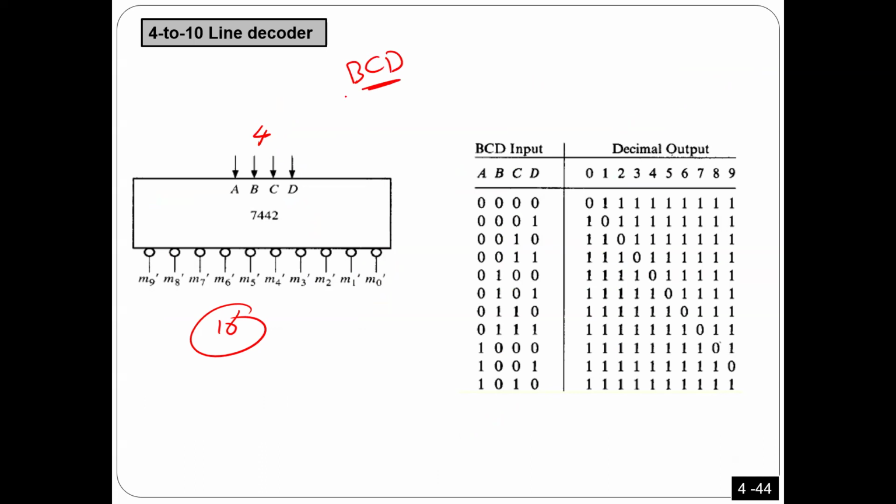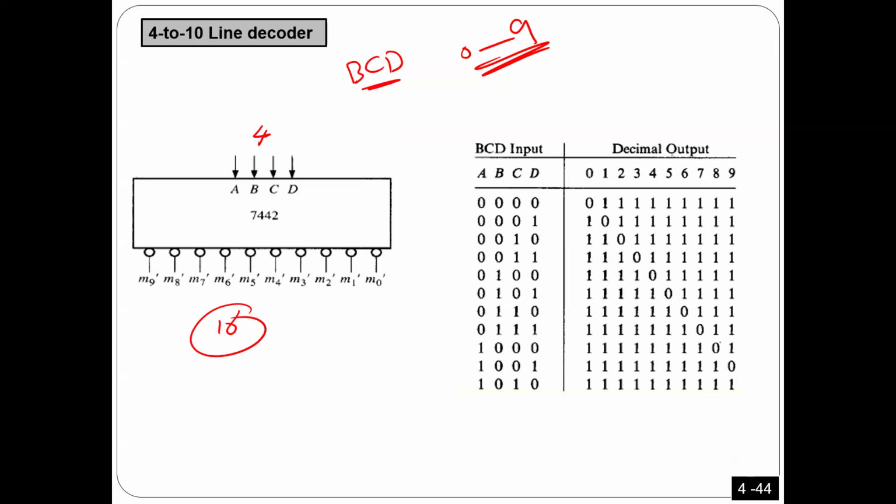For example, if the input of this decoder is BCD. You remember when I said the input is BCD? BCD means the input should be a value from 0 to 9, because it's a decimal number stored in a binary number. That is why it has to be from 0 to 9.